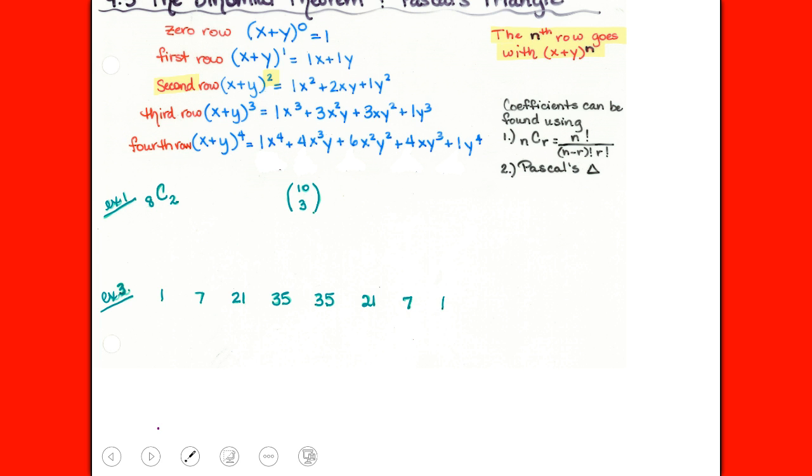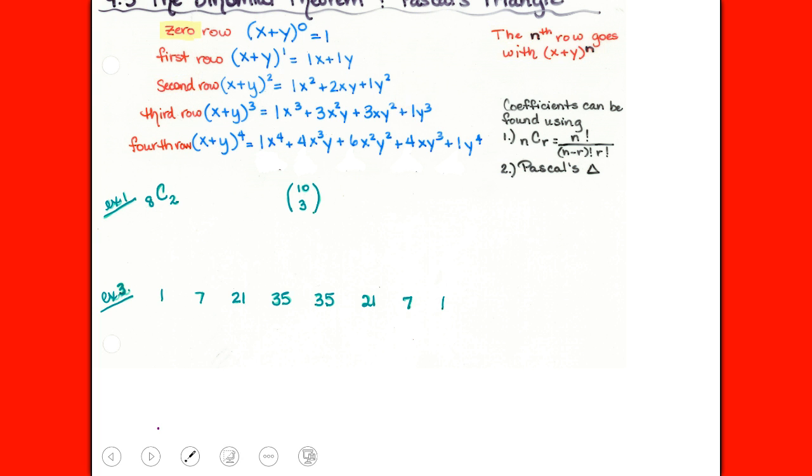All right? So, several things about Pascal's triangle on page 656 that we want to notice. First off, they tell me that the nth row is going to go with x plus y to the n. The nth row is going to go with x plus y to the n. So when I'm looking at the 2nd row, that would be the expansion of x plus y to the 2nd. If I literally did x plus y times x plus y, I would get 1x squared plus 2xy plus 1y squared. That's where the rows of the triangle come from.